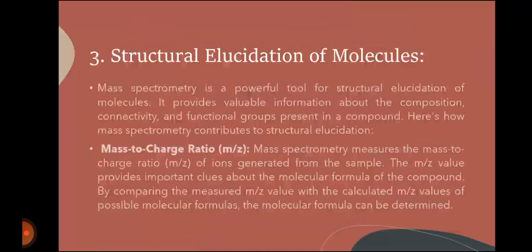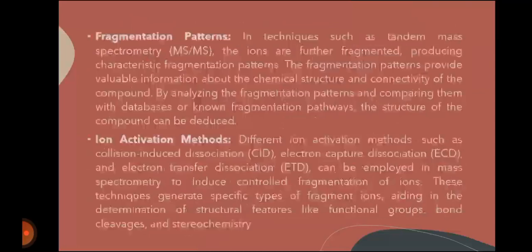First point is mass to charge ratio. Mass spectrometry measures the mass to charge ratio, which we discussed earlier, of the ions generated from the sample. The mass over charge value provides important clues about the molecular formula of the compound. By comparing the measured mass over charge value with the calculated mass over charge values of possible molecular formulas, the molecular formula can be determined.